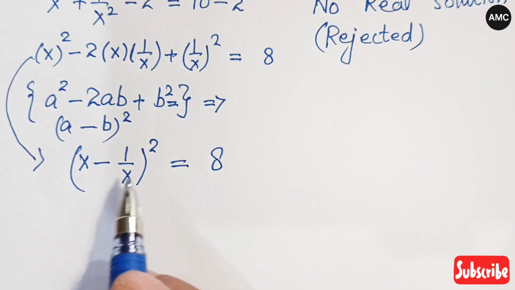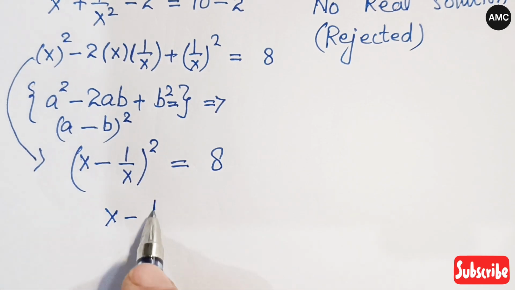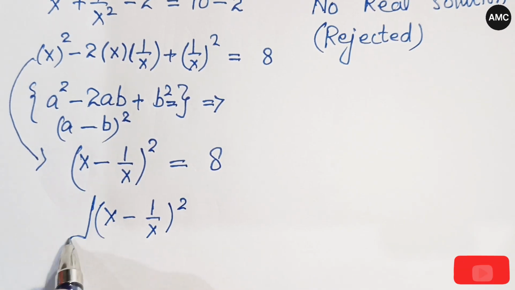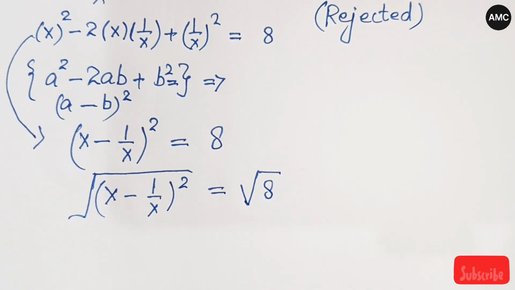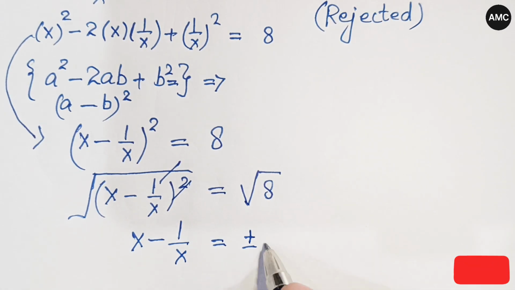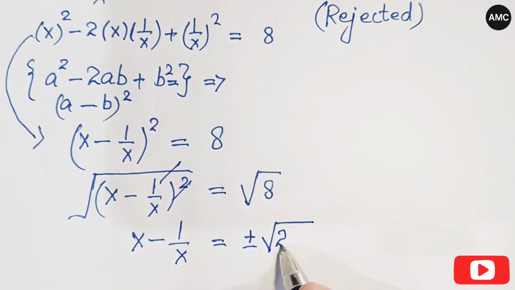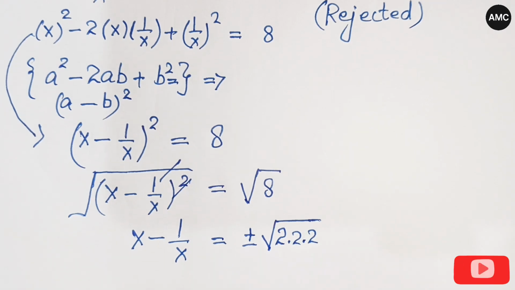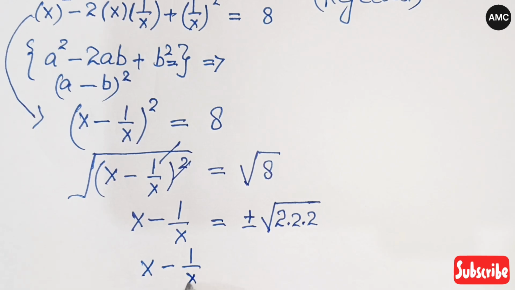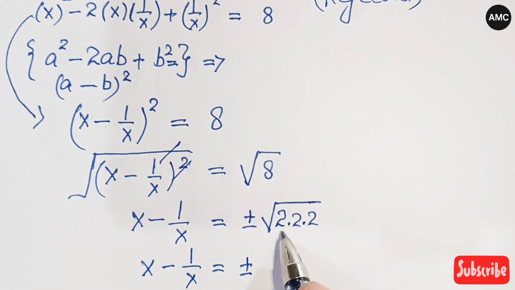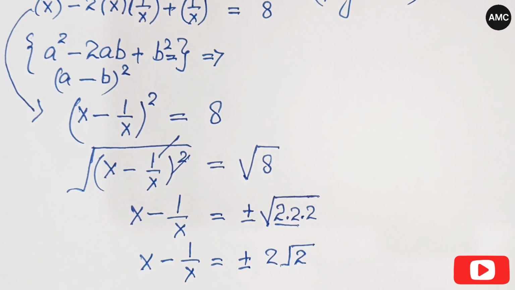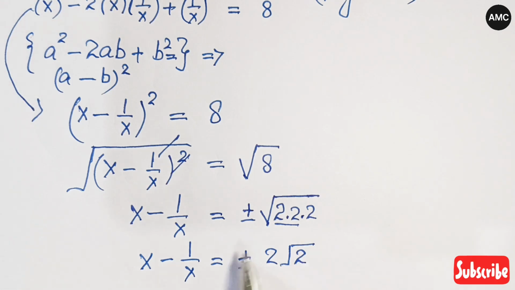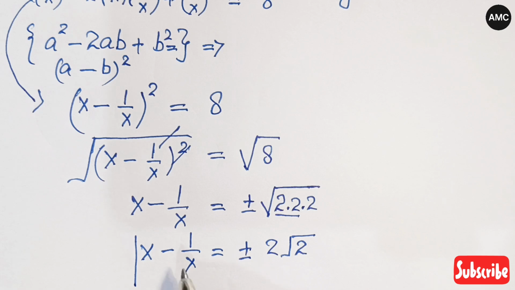Now we have to find the value of x minus 1 over x. So this square can be removed: x minus 1 over x whole squared, taking the square root on both sides, square root of 8. Now the square cancels out with the square root, we get x minus 1 over x is equal to plus minus square root of 8, which can be written as square root of 2 times 2 times 2. So we take 2 outside the square root and have plus minus 2 times square root of 2. So our final value of x minus 1 over x is plus minus 2 times square root of 2. So it is our final result.